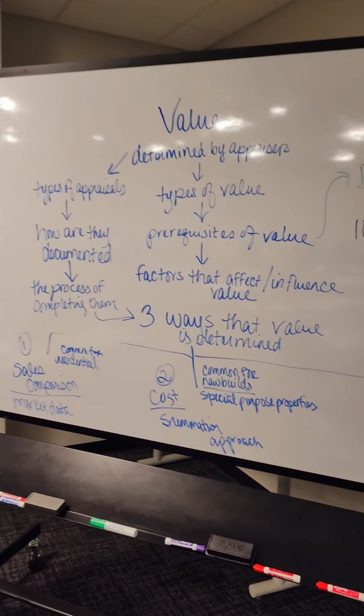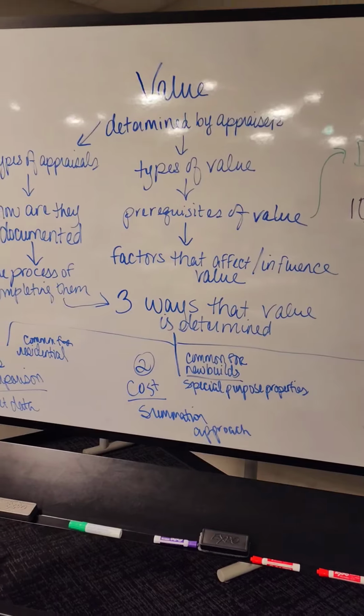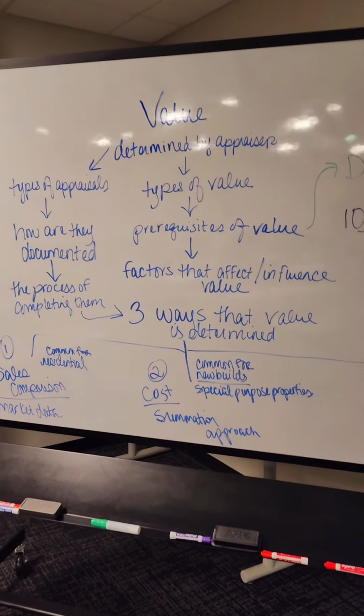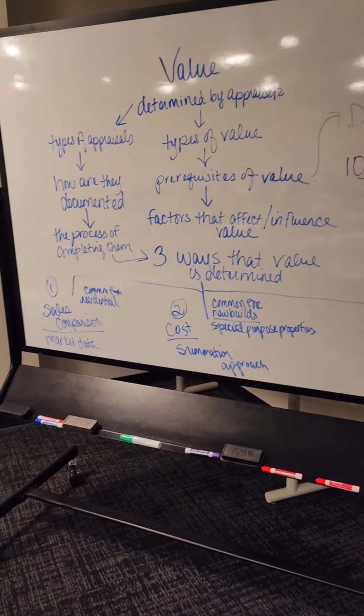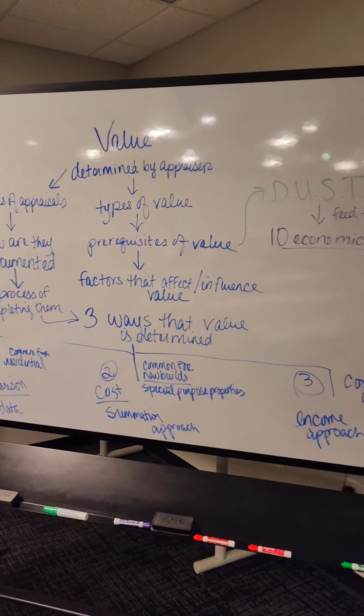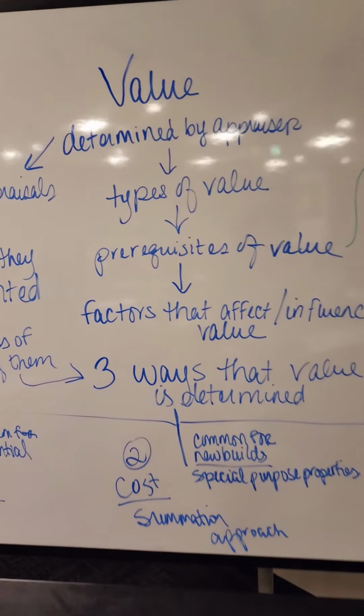Appraisers are granted a license in the state of Georgia by the Georgia Real Estate Commission. However, their standards are handed down to them by USPAP. So that is a quick overview on value.